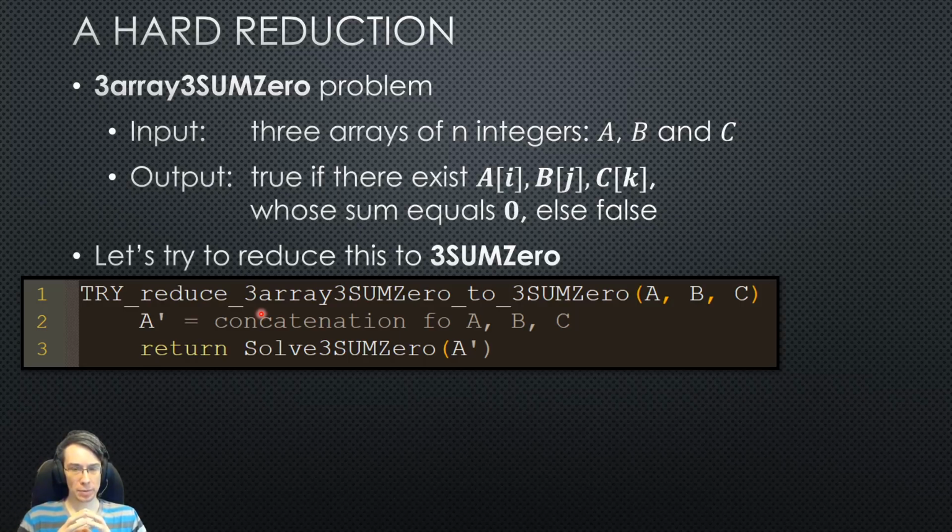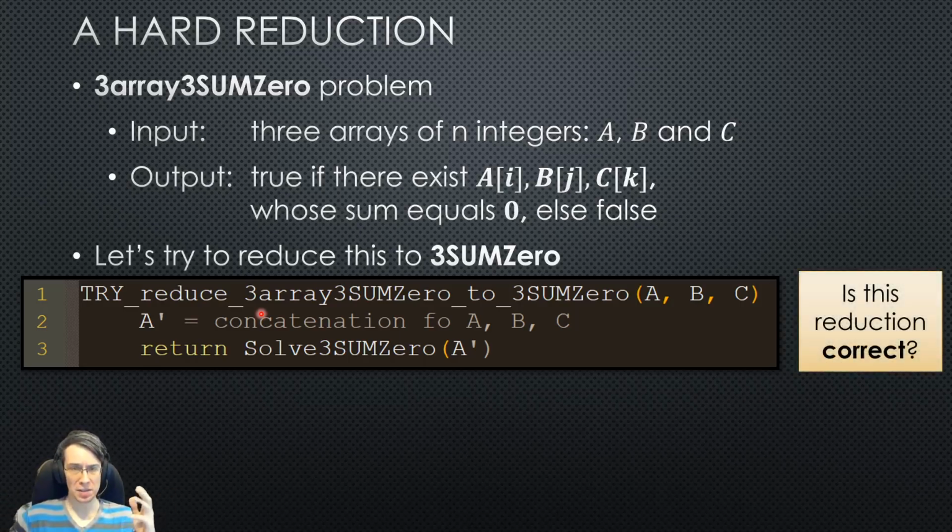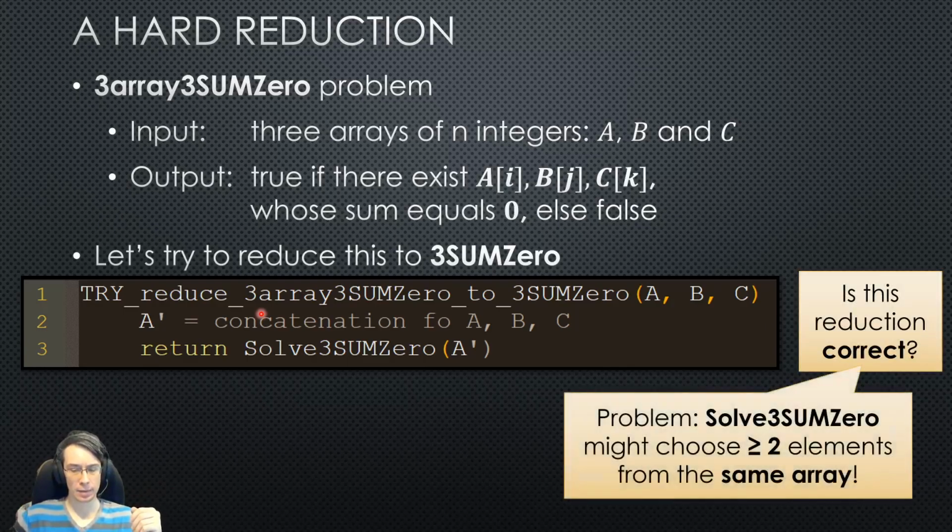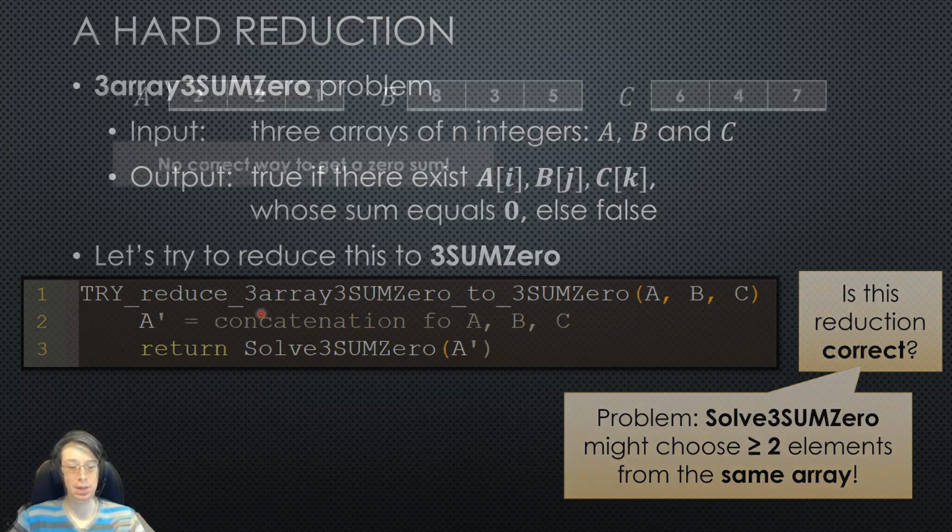Now, you might just try concatenating the 3 arrays, right? So concatenate them into a single array, A prime, and then pass that to solve 3-sum 0 and see what happens. Well, is this reduction correct? The problem is that solve 3-sum 0 in this case might choose 2 or more elements from the same subarray. So 2 or more elements from A or 2 or more elements from B.